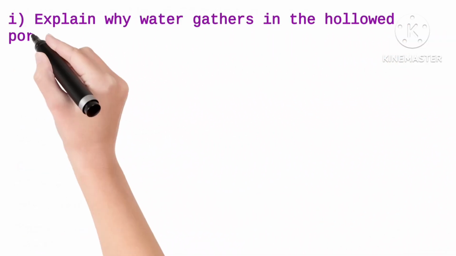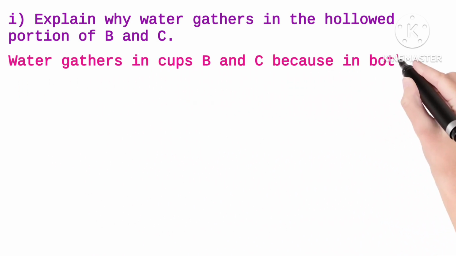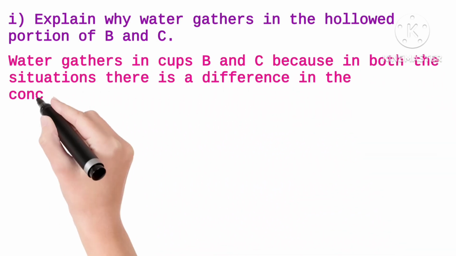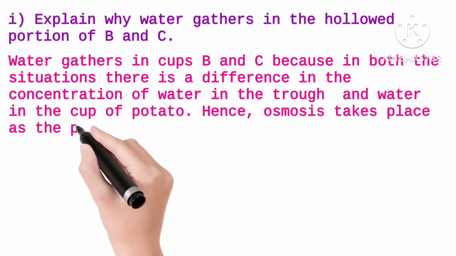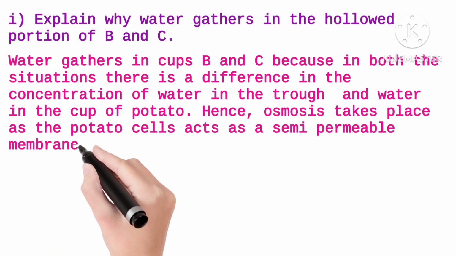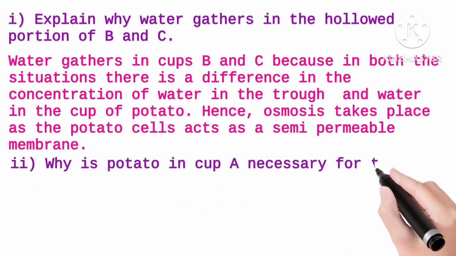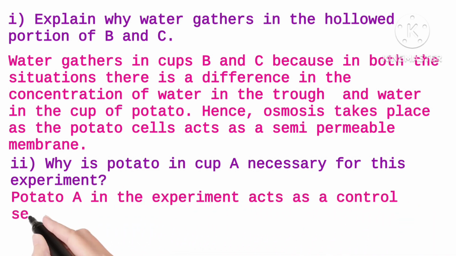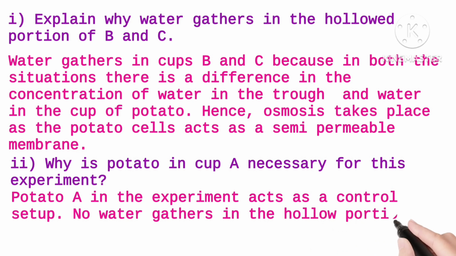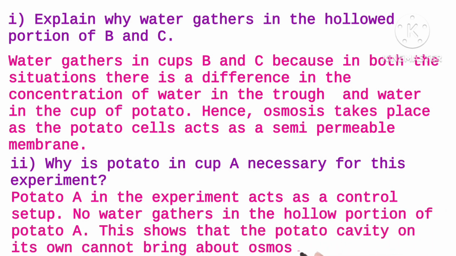Explain why water gathers in the hollowed portion of B and C. Water gathers in cups B and C because in both situations there is a difference in the concentration of water in the trough and the water in the cup of potato. Hence osmosis takes place as the potato cell acts as a semi-permeable membrane. Why is potato in cup A necessary for this experiment? Potato A acts as a control setup. No water gathers in the hollowed portion of potato A. This shows that the potato cavity on its own cannot bring about osmosis.